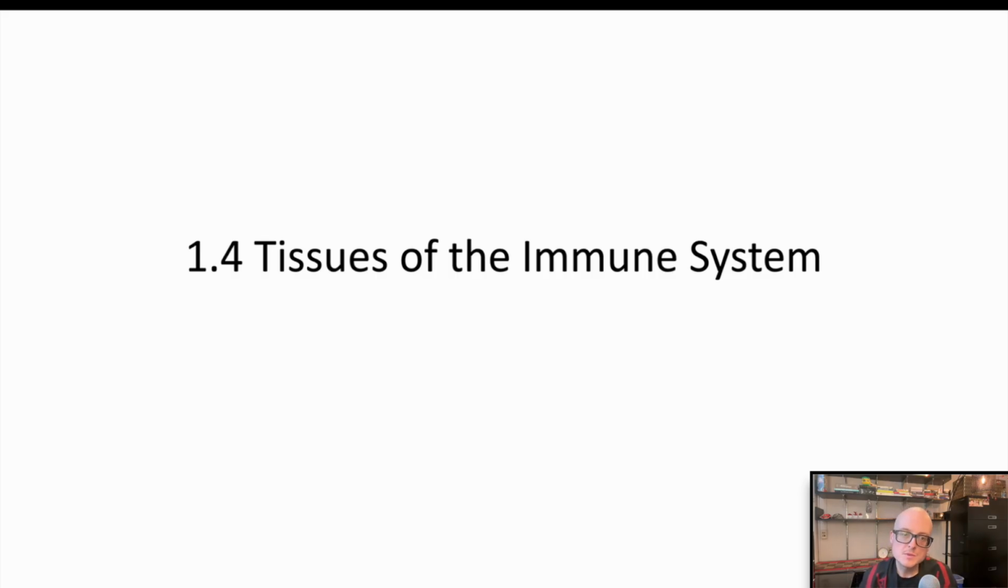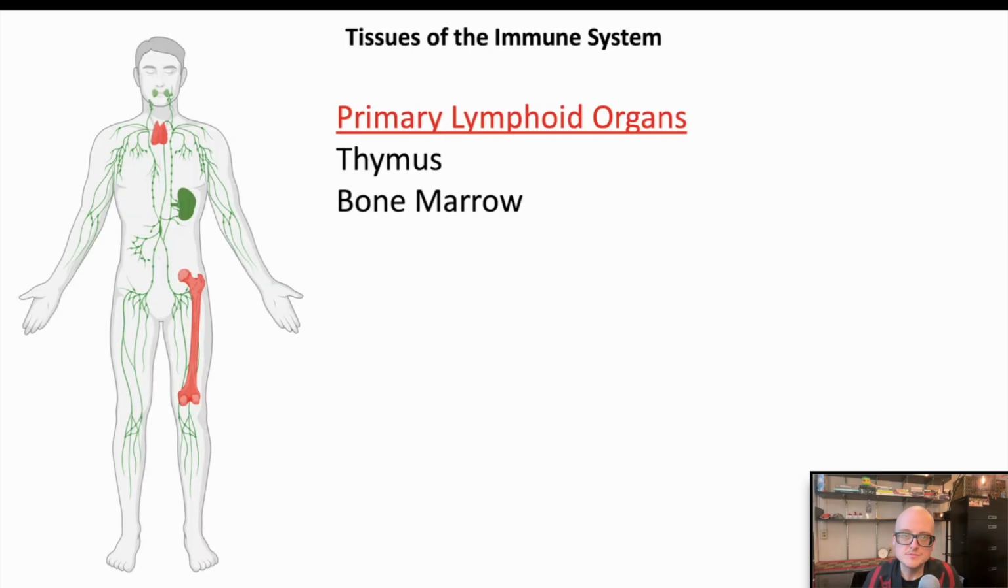And now we're going to close this module, zooming out a little bit and thinking about the tissues and organs that make up the immune system, the physical locations in the body where all those cell types arise and where they interact in order to mount an effective immune response.